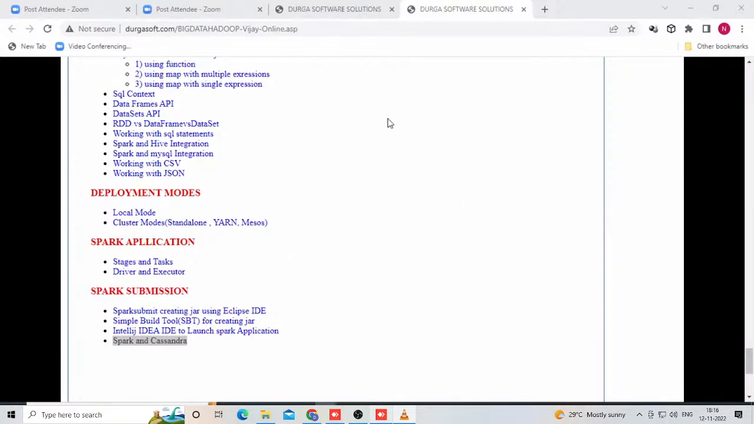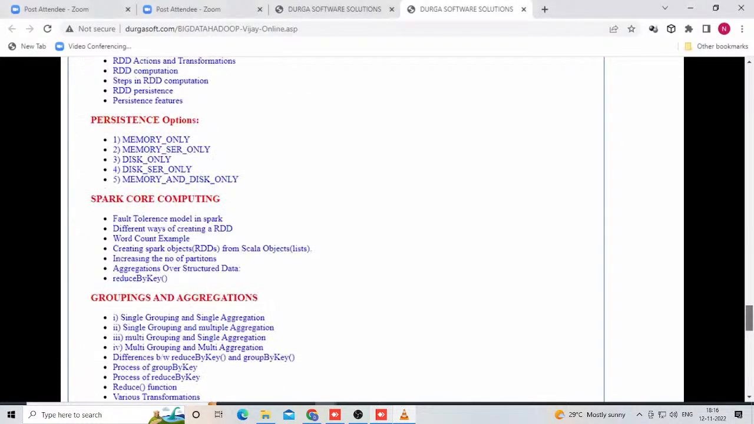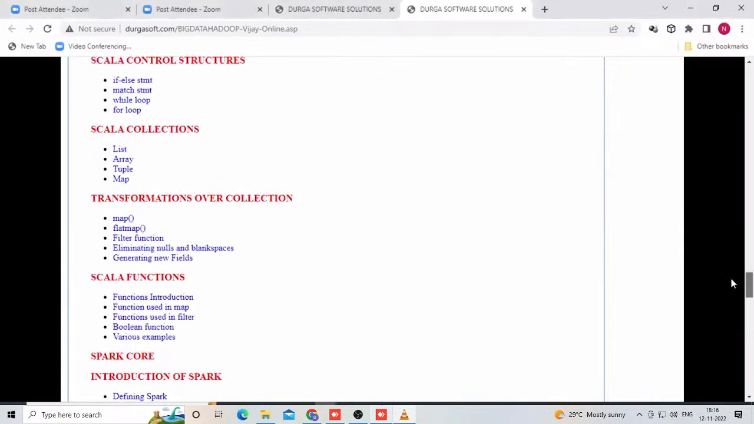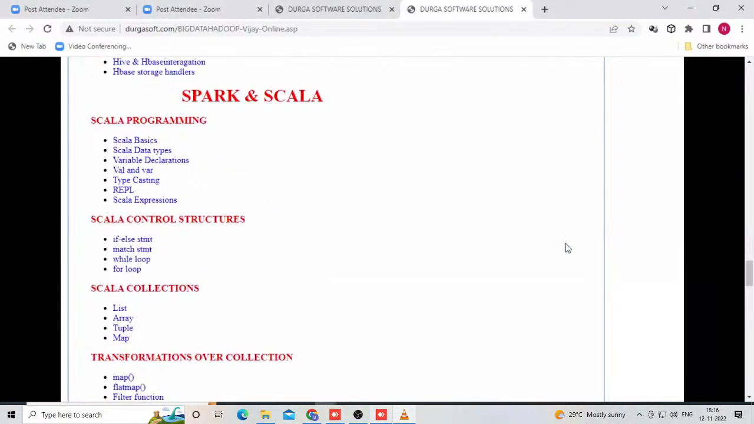Anyone? So about the software, there is one doubt. Sir, is it better to learn Spark with Scala or Spark with Python? Which one will be helpful for big data? So by default, Spark is built by using the Scala language. Everything in Spark is designed with the Scala language, right?